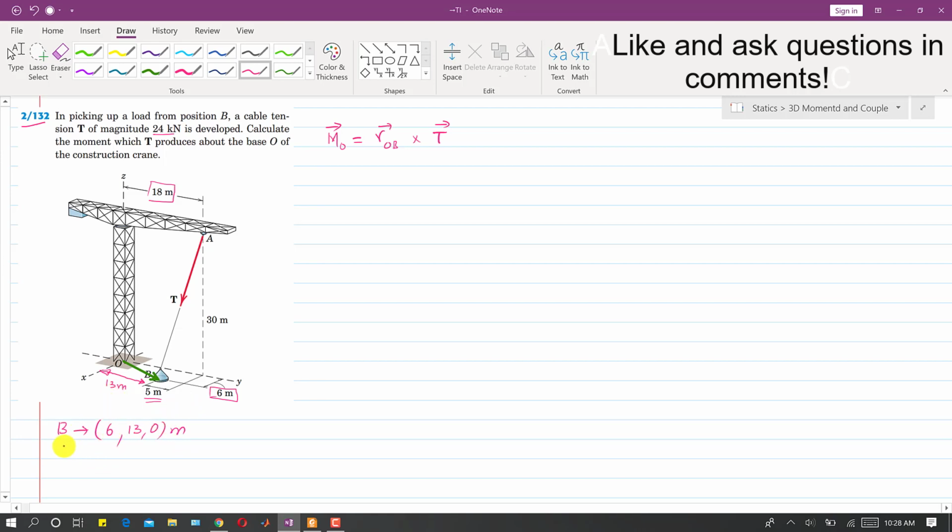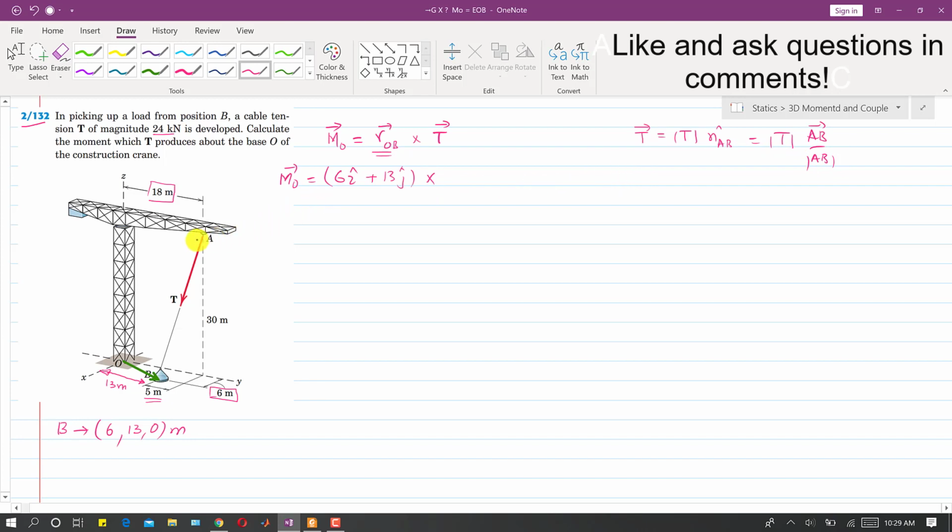Now we can write the ROB vector directly. Since this is the origin, we can directly represent that moment arm vector in terms of these coordinates. So I will write 6i plus 13j. So this is our moment arm. Now first we will find the T vector. T vector will be equal to T magnitude and the unit vector from A to B. So this will be equal to T magnitude times AB vector divided by AB magnitude.